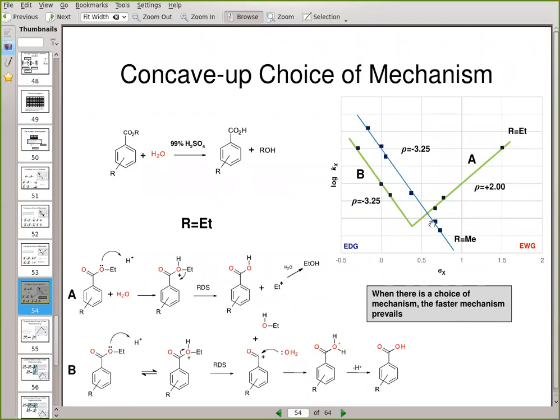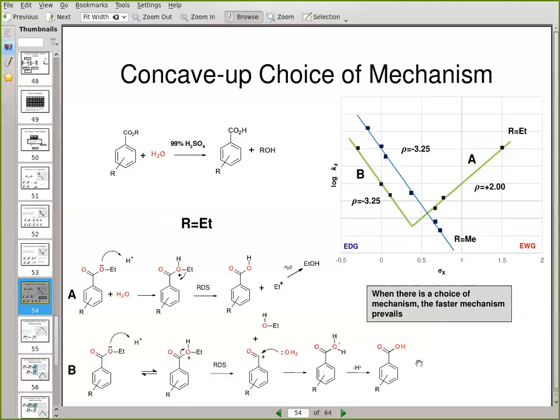So you can see over here, you have mechanism A, and as you move from right to left, as you go from electron withdrawing groups to electron donating, you can see that the reaction becomes slower and slower and slower. Eventually it becomes so slow that mechanism B takes over, and so you only see the product of B. So there's an interplay. Both pathways are available, but you only see the product from the pathway that's really fast. On the left-hand side, it's B that's really fast, and so you only see those products. On the right, you see A. A is really fast, and you only see those products. So when there's a choice of mechanism, the faster mechanism prevails.